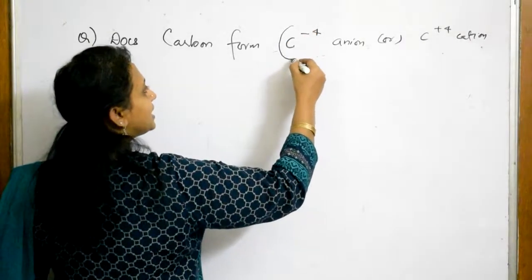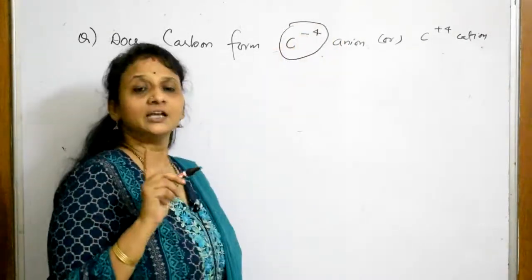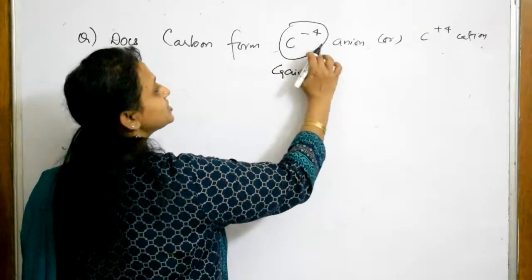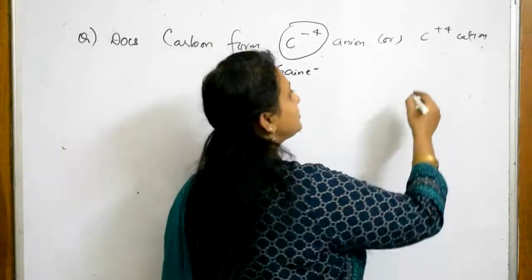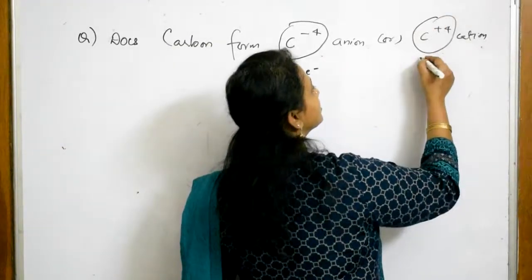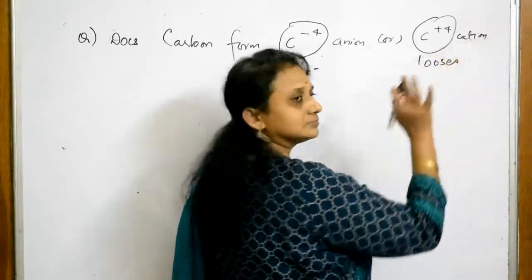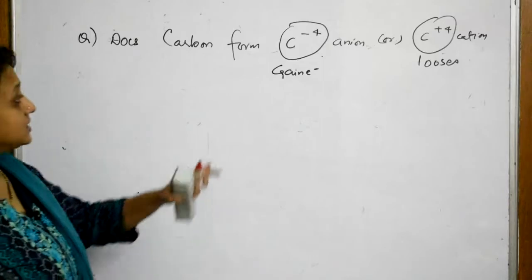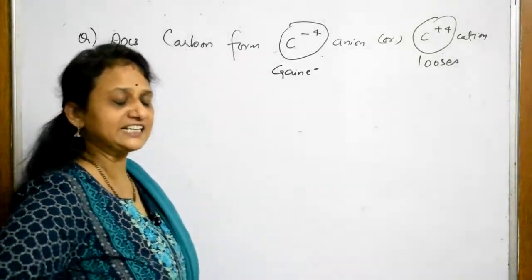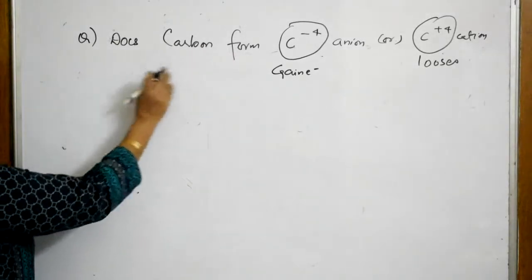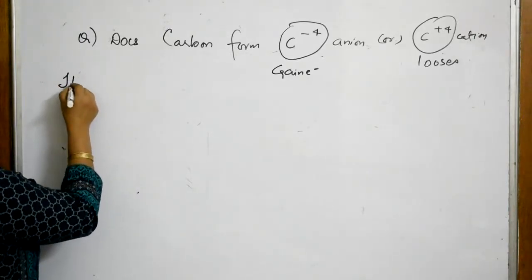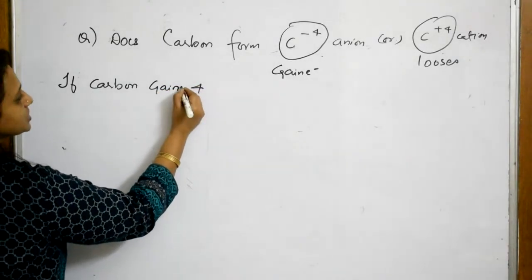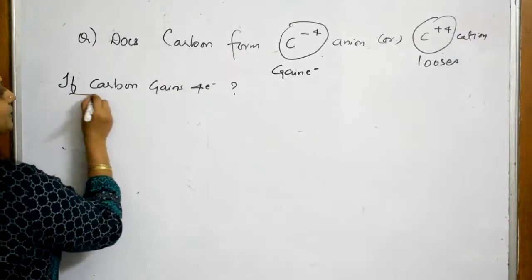Whenever something gains electrons, it forms an anion. Whenever something loses electrons, it forms a cation. I'll show you with an example. Now they're asking, will carbon form C-4 or C+4? Let us analyze that. First condition: suppose carbon gains 4 electrons, what will happen? Let us see.